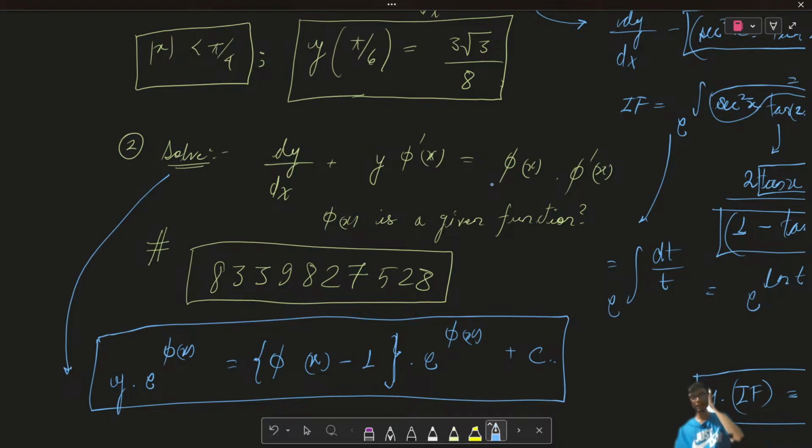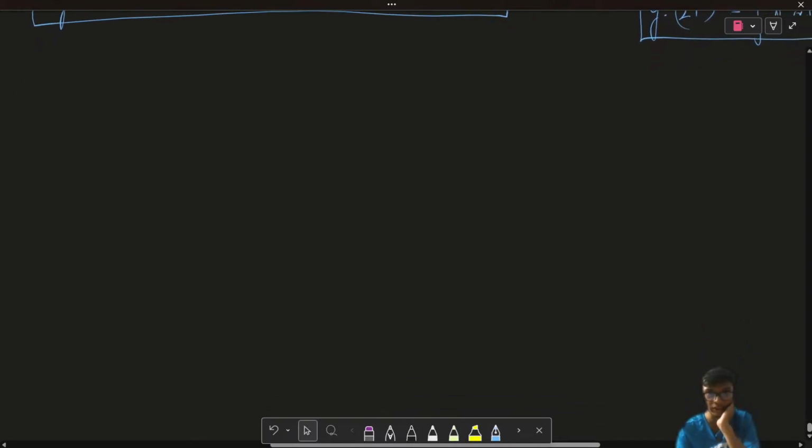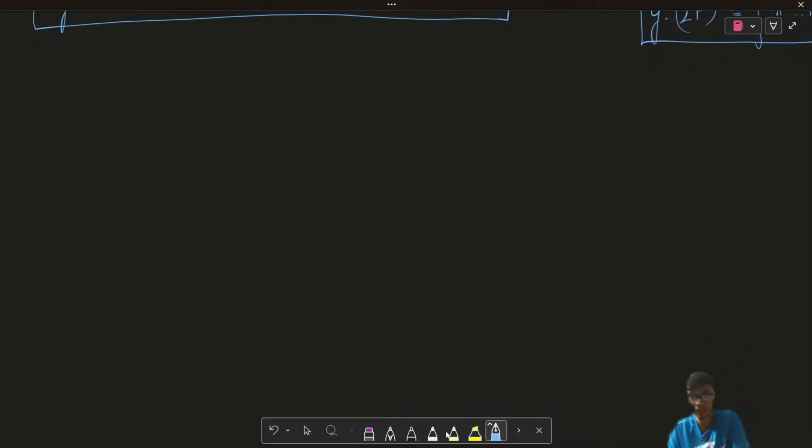In the first problem, the only trick was to basically get to the integration, right? I hope this was clear to all of you. I hope this was clear, right? So let's discuss today's topic, that is, we're going to learn about the Bernoulli's equation, right?